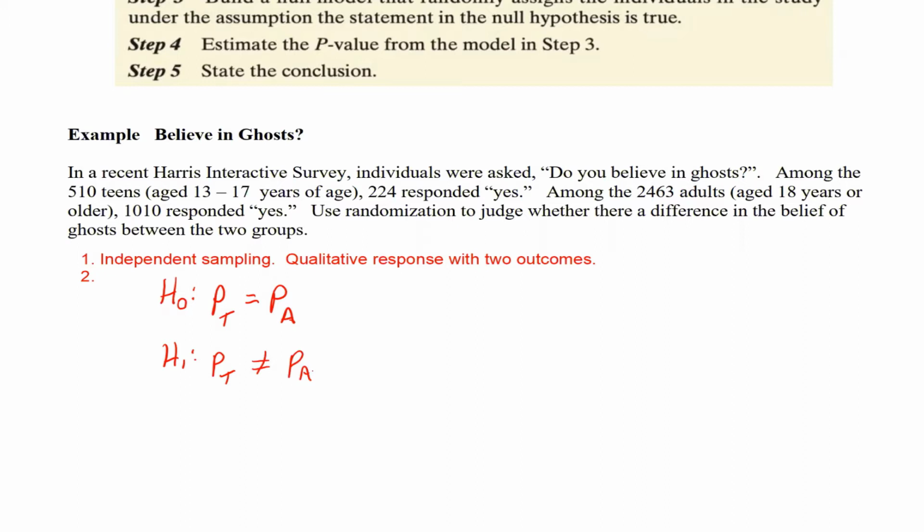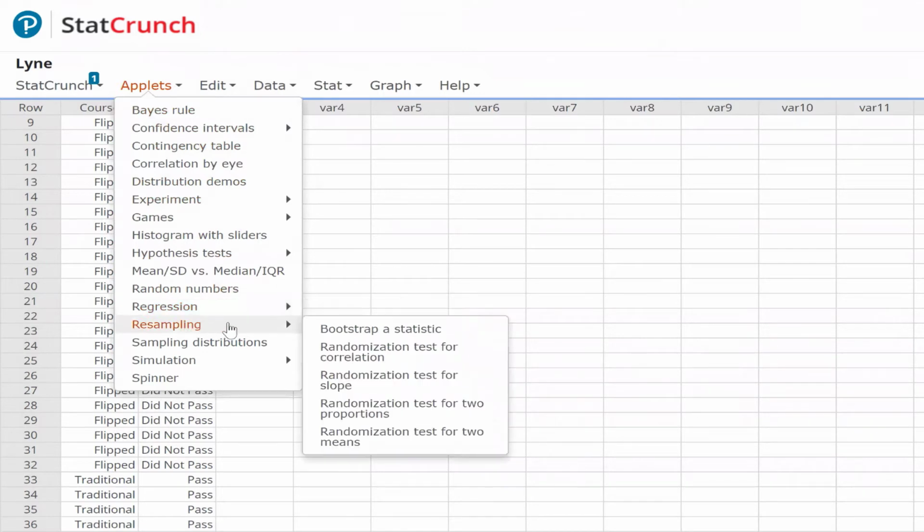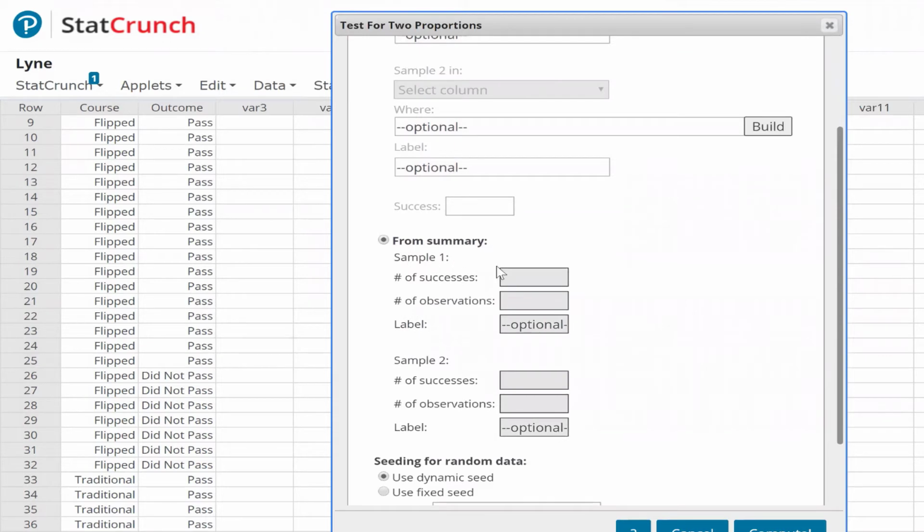Now we go ahead and build our null model. We're going to use the randomization for proportion applet. So you select applets, resampling, randomization test for 2 proportions. In the original example with the traditional versus flipped classroom, we used data. Now what we're going to do is use summarized data. So our sample 1 will be our teens. Our sample 2 will be our adults.